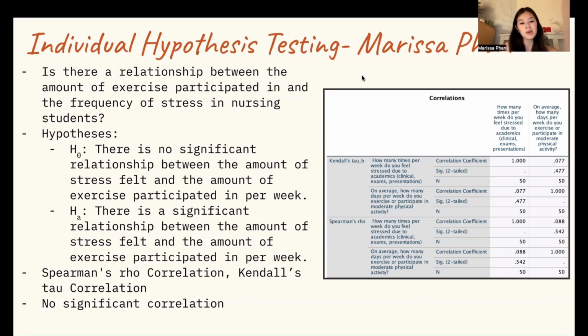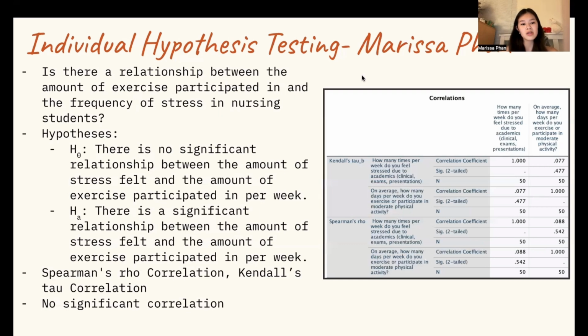And to test these hypotheses, I ran both Spearman's Rho correlation and Kendall's Tau correlation tests. These tests are able to detect monotonic relationships and don't require normally distributed data, and my variables and data fit these non-parametric assumptions. Spearman's Rho correlation was tested in order to assess the relationship, if any, between the amount of stress felt and the amount of exercise participated in per week.